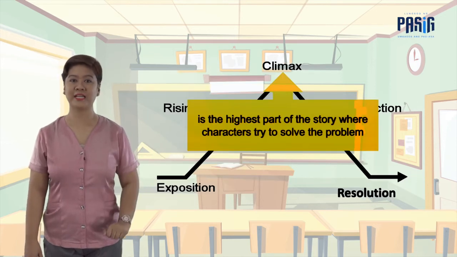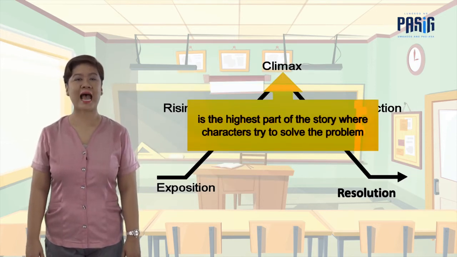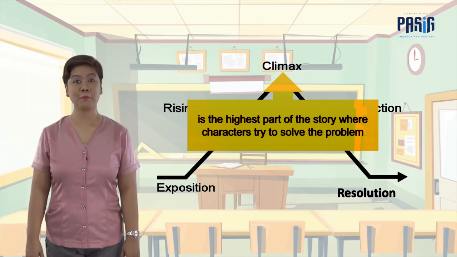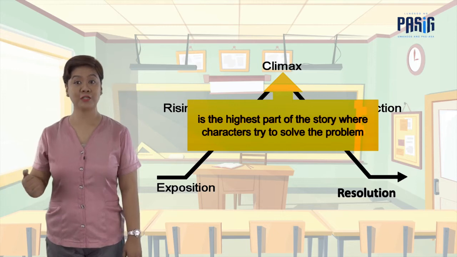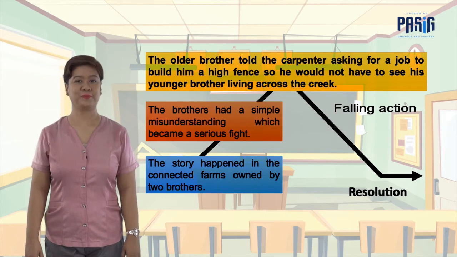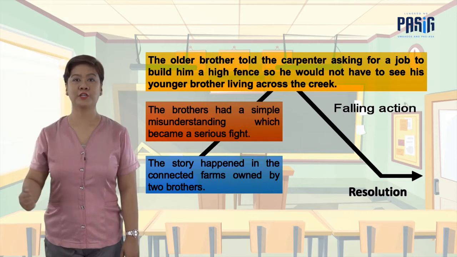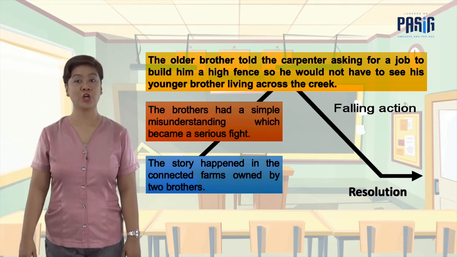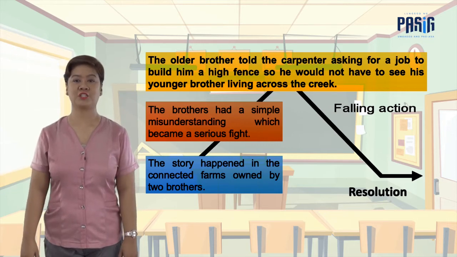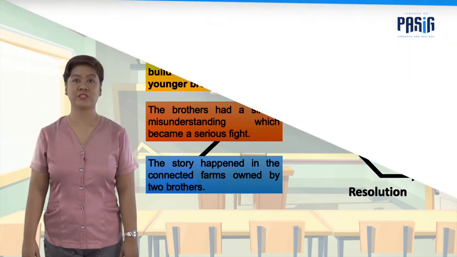The third part is the climax, which is the highest part of the story, where characters try to solve the problem. What did the characters do to solve their problem? The correct answer should be, the older brother told the carpenter asking for a job to build him a high fence, so he would not have to see his younger brother living across the creek.